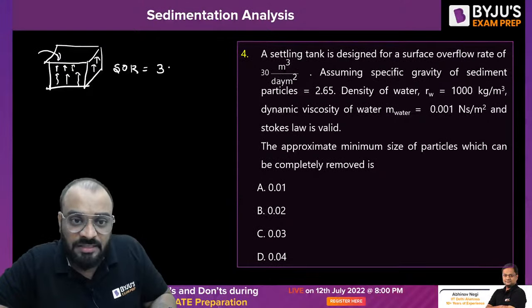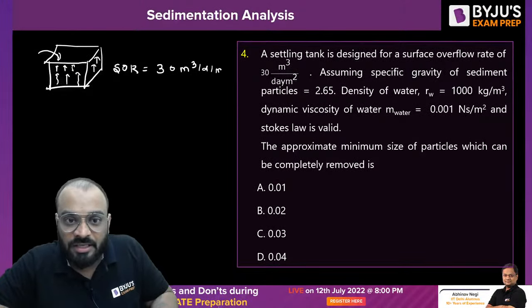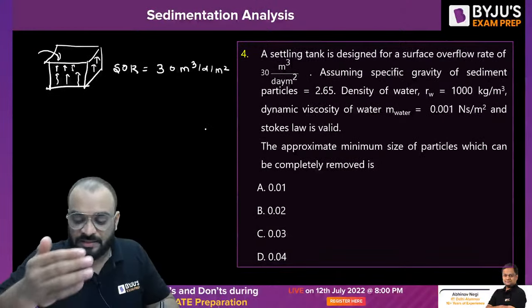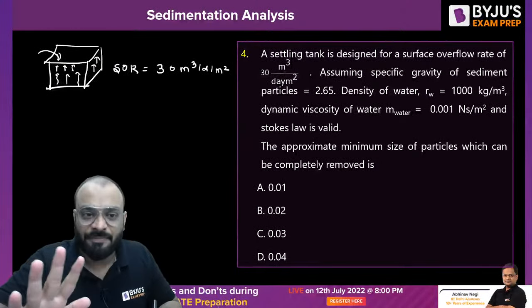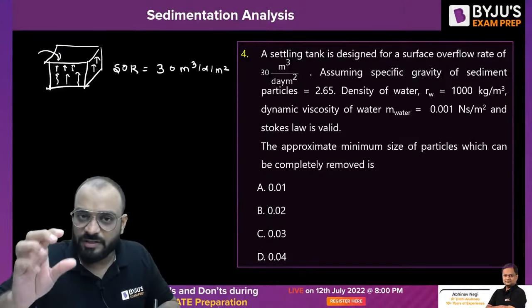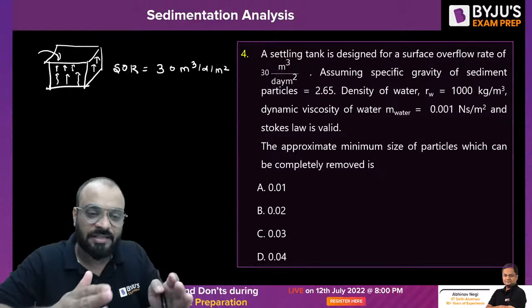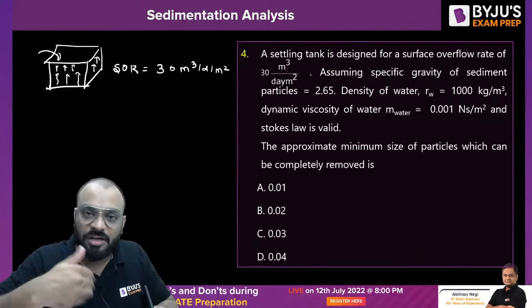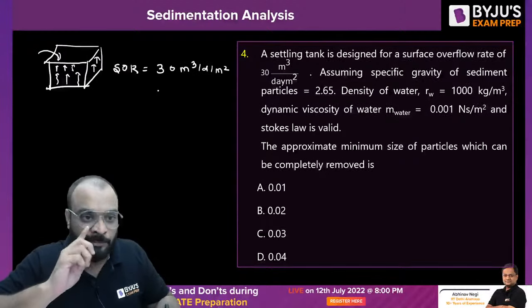This is basically given as 30 meter cube per day per meter square. Now, the formula for surface overflow rate and the settling velocity of particle is the same, and that's why if the data is not given for the settling velocity, you can consider the surface overflow rate as a settling velocity itself, or design settling velocity. Let me show you that.